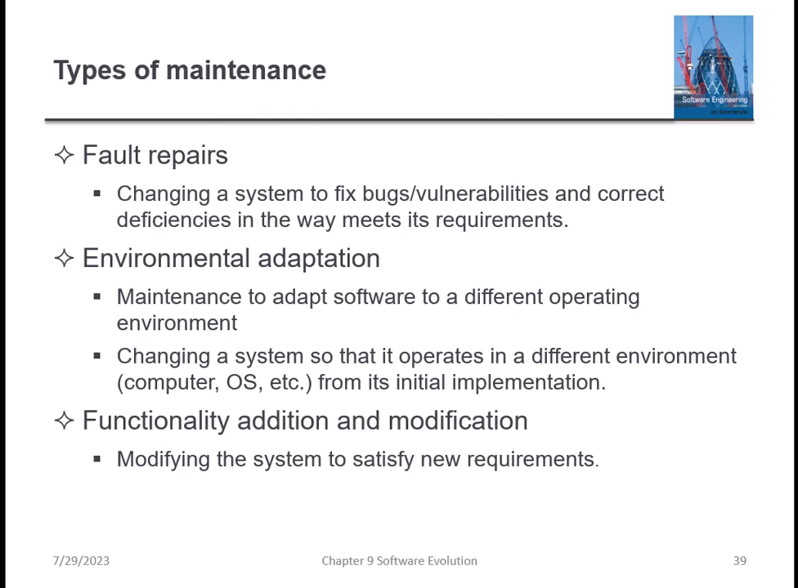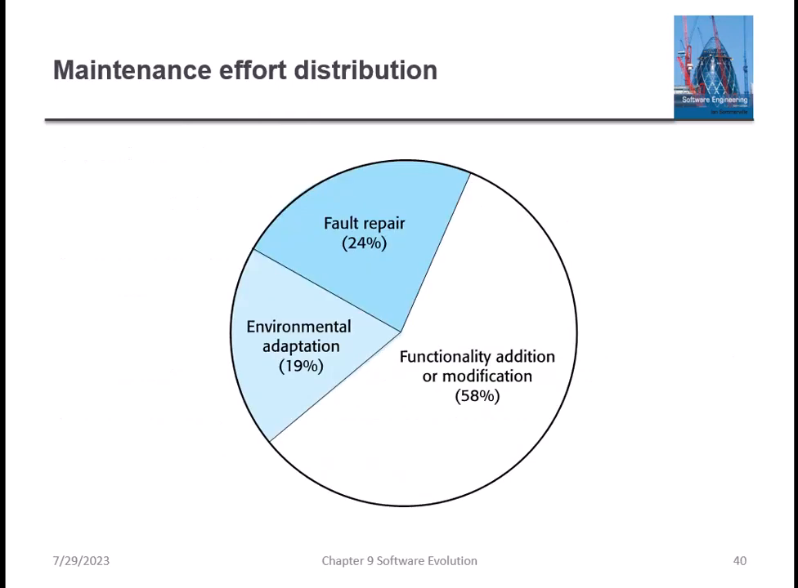And then finally, the functionality addition and modification, that is, modifying the system to satisfy new requirements. Here new requirements come and are added to the system, and thus we say we have modified the system by adding new functionalities. Normally 58 to 60% of the maintenance is by adding new functionalities, 20 to 24% is the fault repairing process, and 19% is environmental adaptation.